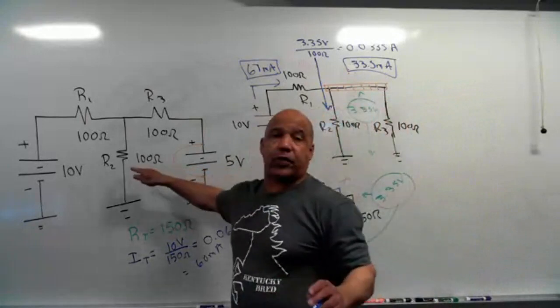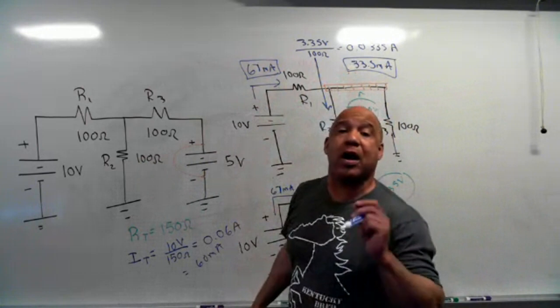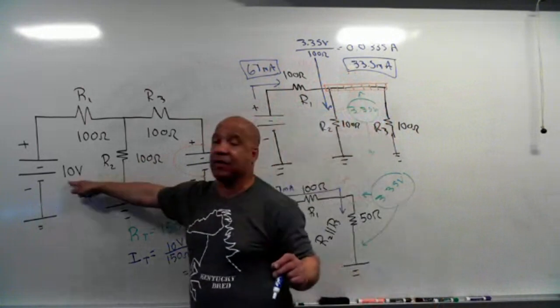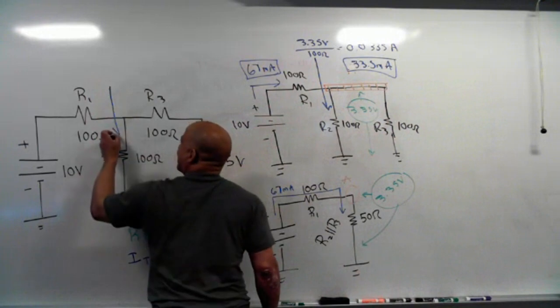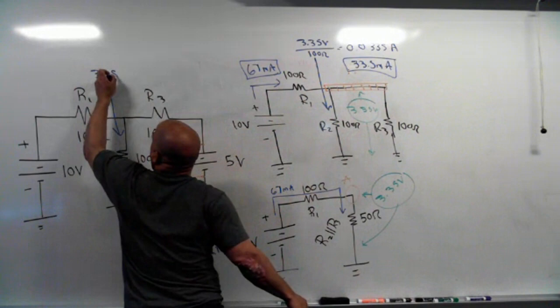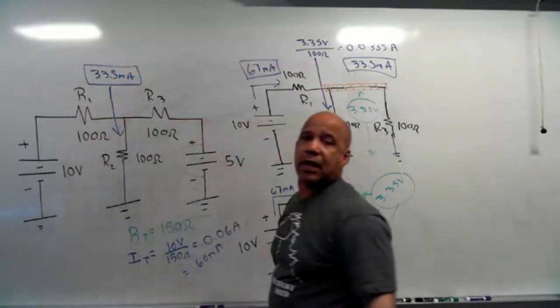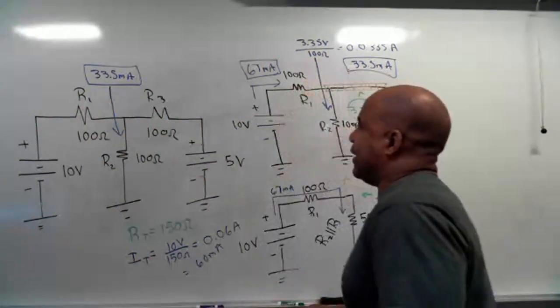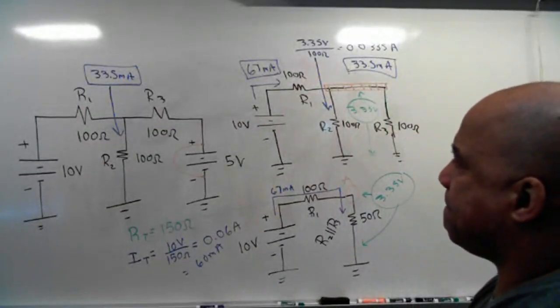Here's what I've done. I'm not saying the current in R2 is 33.5 milliamps. I'm saying that the current contribution from the 10 volt battery is that much. I'm going to show it going in this direction, and it is 33.5 milliamps. So now guess what we do? What's the next step? Well, we know that since both resistors are the same, it's the same going both ways.